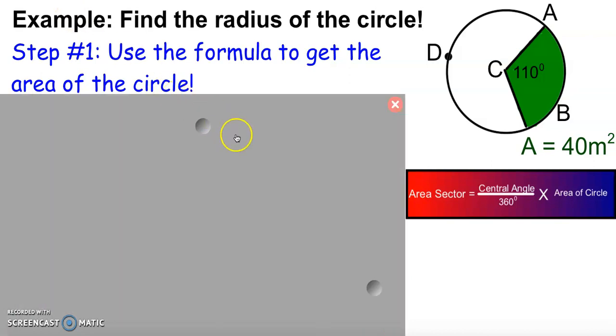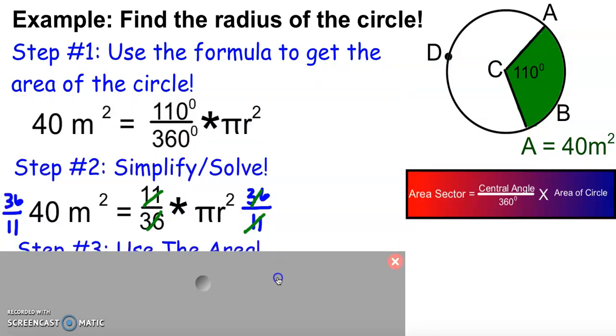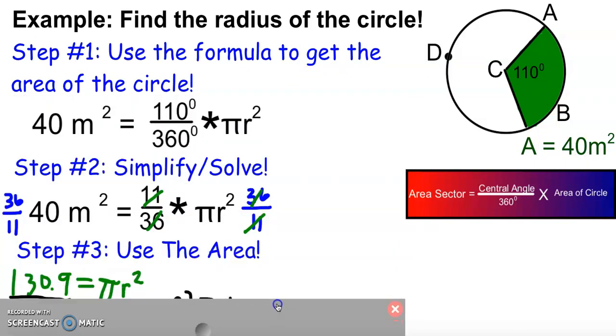All right, same problem, except I want to get the radius of the circle. So same deal. I've got to figure out the area of the circle, which we've already done. Okay, it's 110 over 360 times pi r squared equals 40. We get it all the way down to 130.9, and that gets us pi r squared. And then in order to figure out the radius, I'm going to divide both sides by pi.